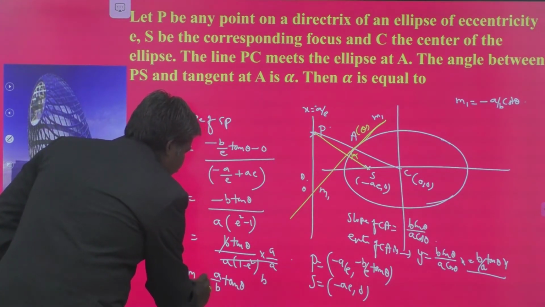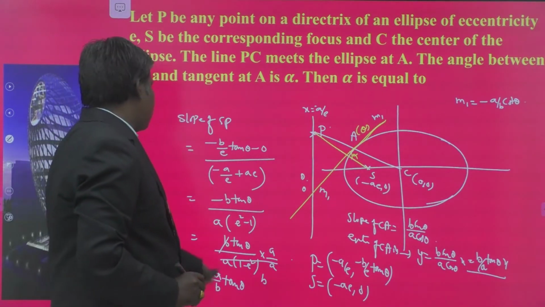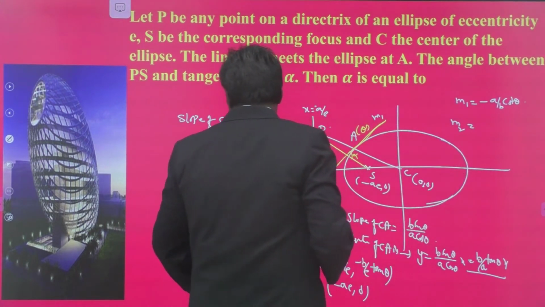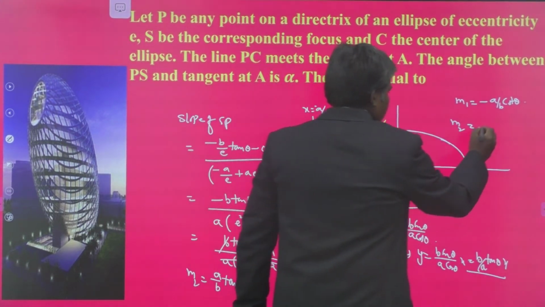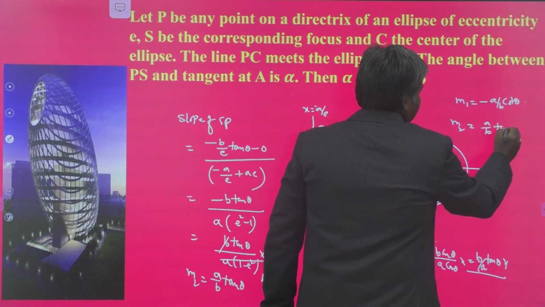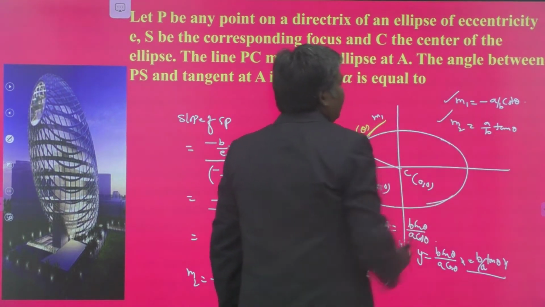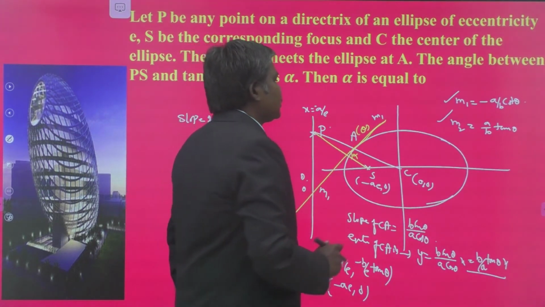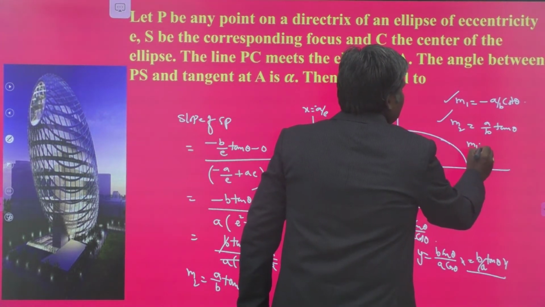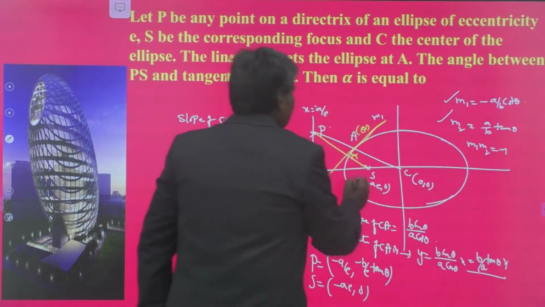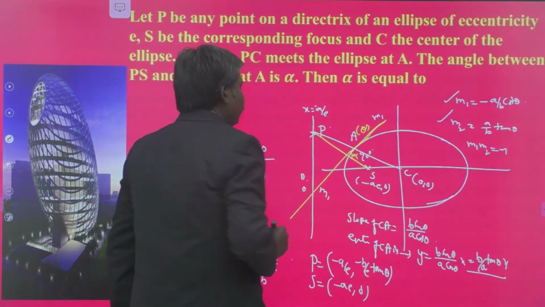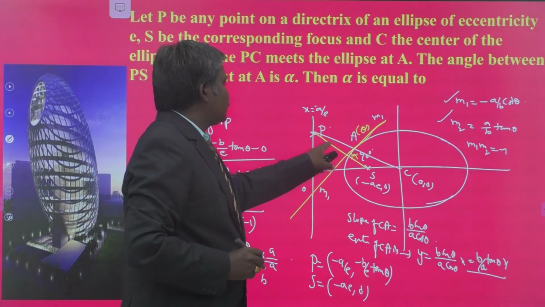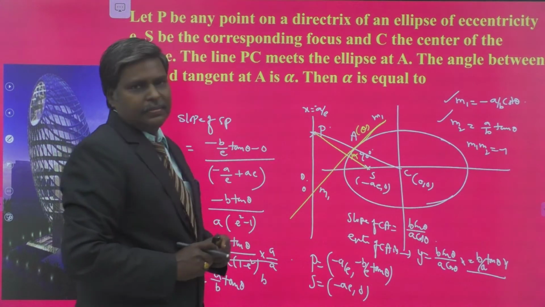This is M2. Slope of SP is M2. You may write here itself: M2 is equal to what? a by b tan theta. We have M1 and M2. Just by observation itself, M1 M2 is what, my dears? Minus 1. M1 M2 is equal to minus 1. So this angle is 90 degrees. This is the line SP. This is the line tangent at A.